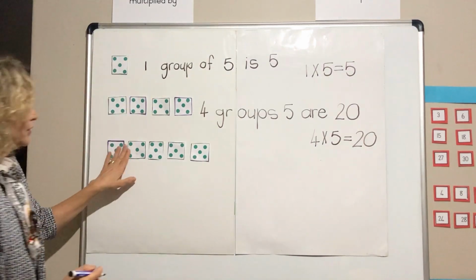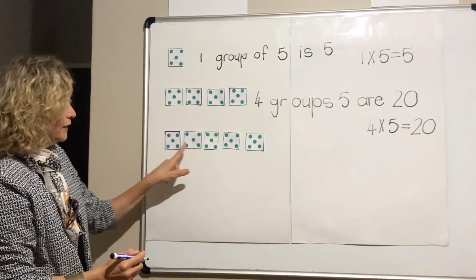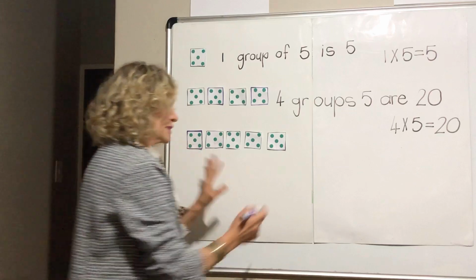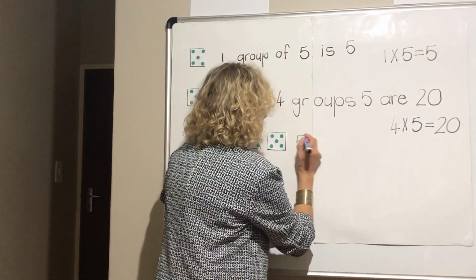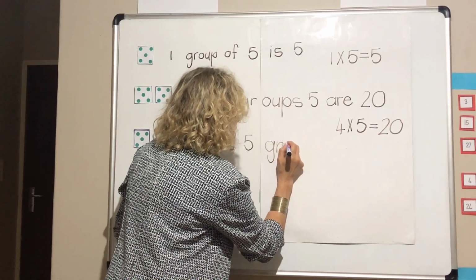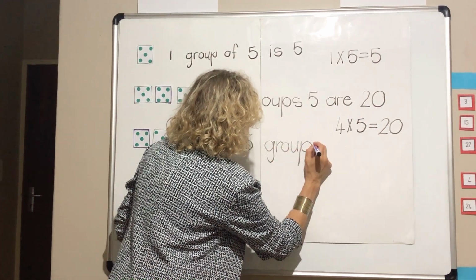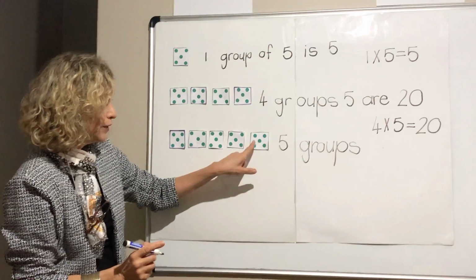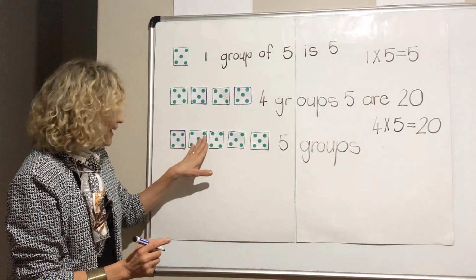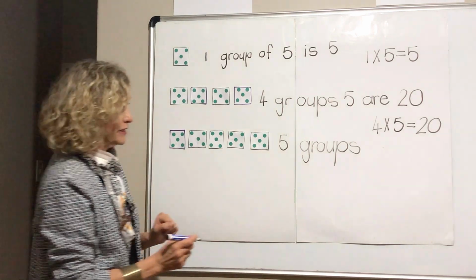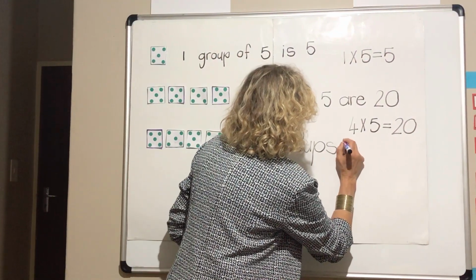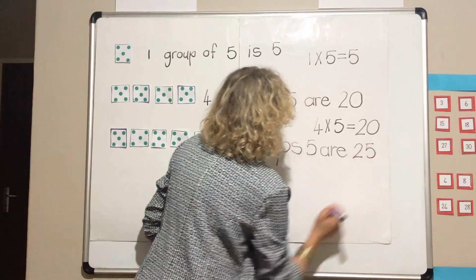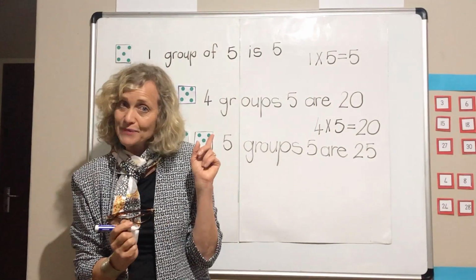There we go. How many groups of 5 do we have here? 1, 2, 3, 4, 5. How many groups? 5 groups. How many in each group? There are 1, 2, 3, 4, 5 in each one of these 5 groups. 5 groups of 5 are 25. That's correct. And who can tell me the time sum?